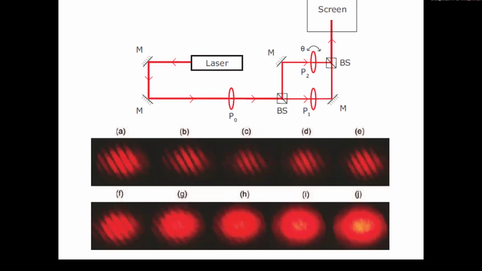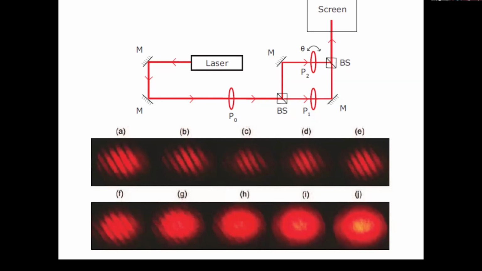When the photon arms remain indistinguishable, you see interference. So this is the case when both the polarizers are parallel. When one of the polarizers is rotated, you get a change in visibility. Visibility is the size of the fringes, maximum minus mean. When the polarizers get crossed, you see complete disappearance of the fringes. The visibility drops to zero.